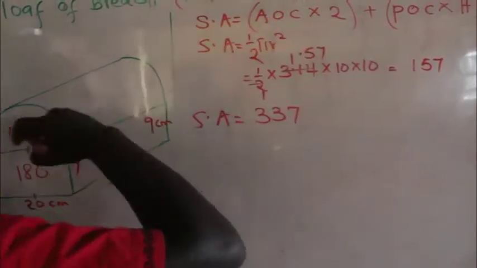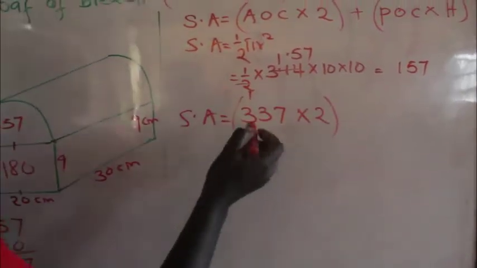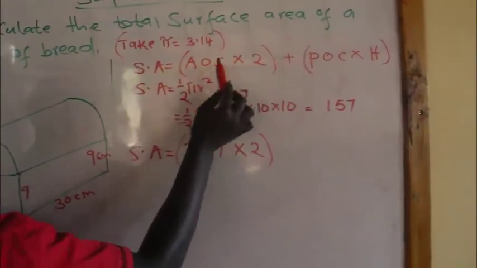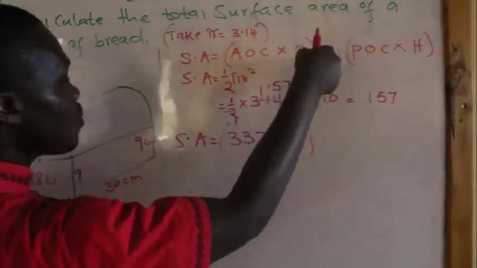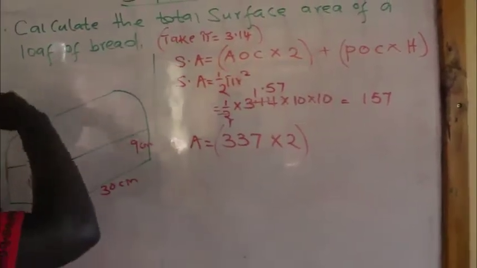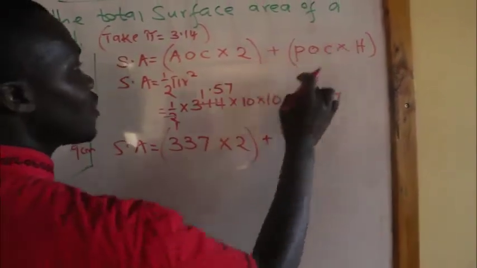And since there are 2, I now multiply by 2. So my formula says area of the cross section, here I got it by adding, times 2 because the cross sections are 2, on the other sides. Then plus the perimeter of the cross section.